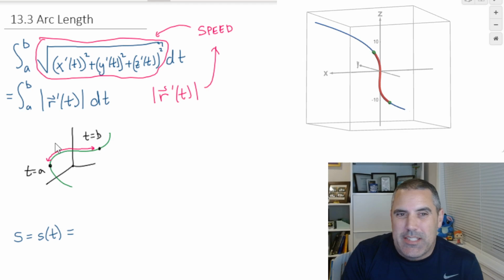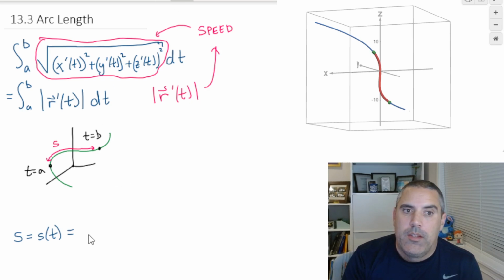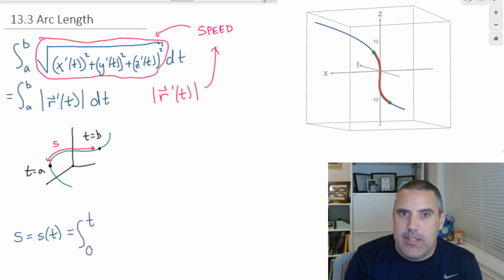In physics and in this course, we use the letter S for distance. You might have seen that a little bit before. Here you see it almost always used. Typically we choose some starting time, often that's 0 to t, and we say what is the distance we've traveled. So this would be like the distance traveled along our curve.